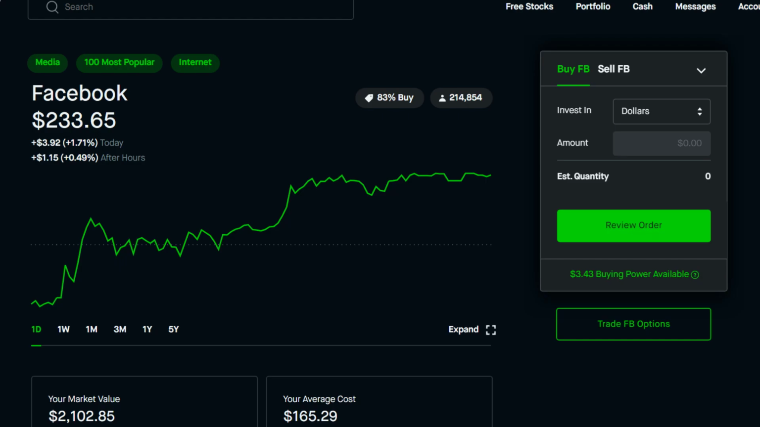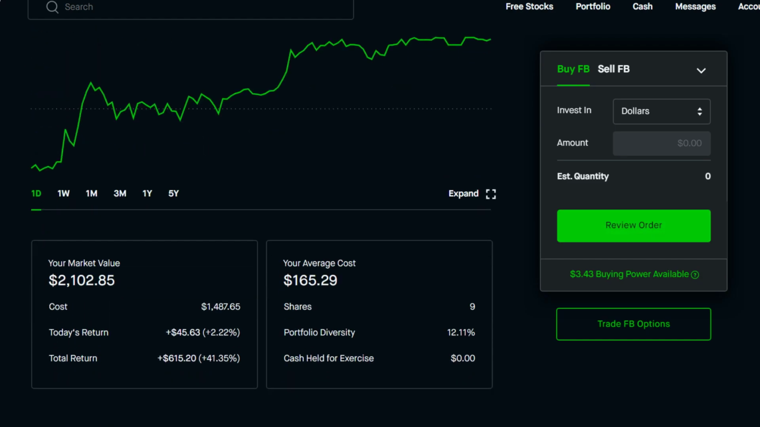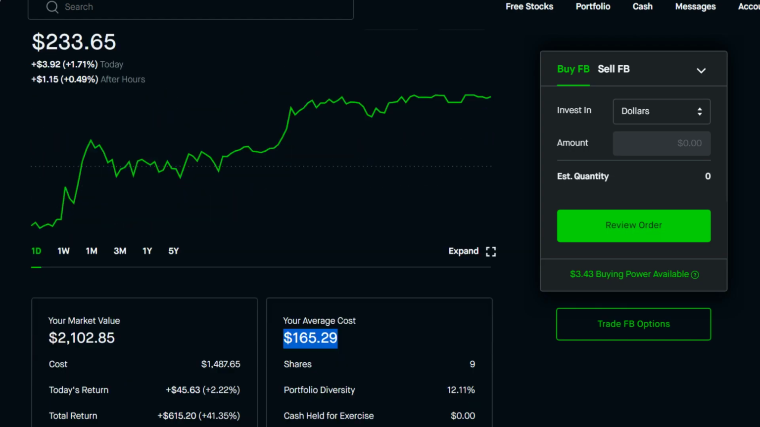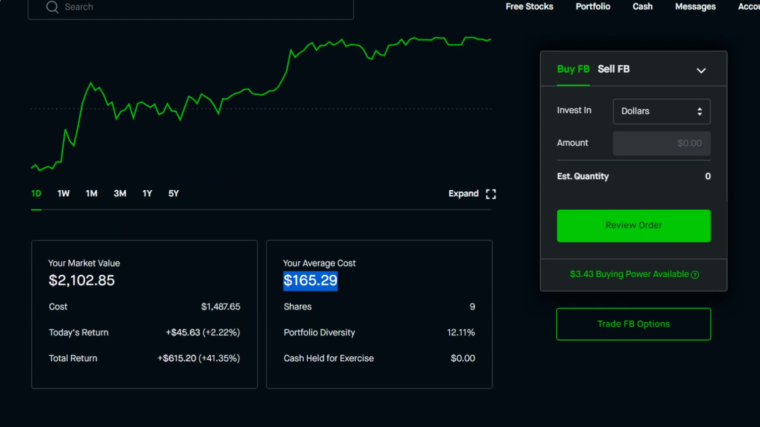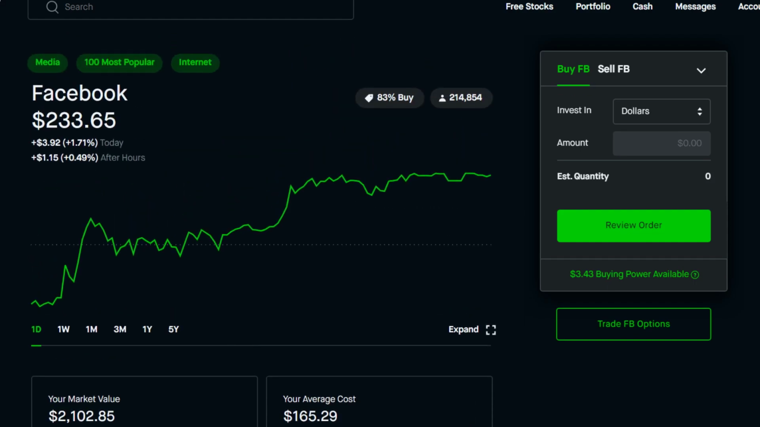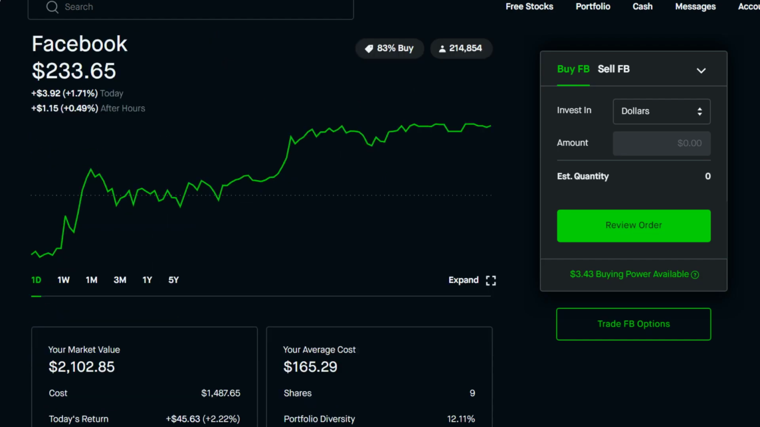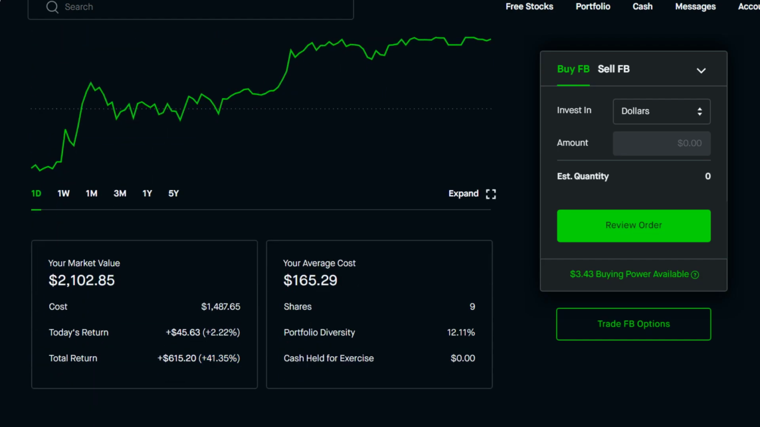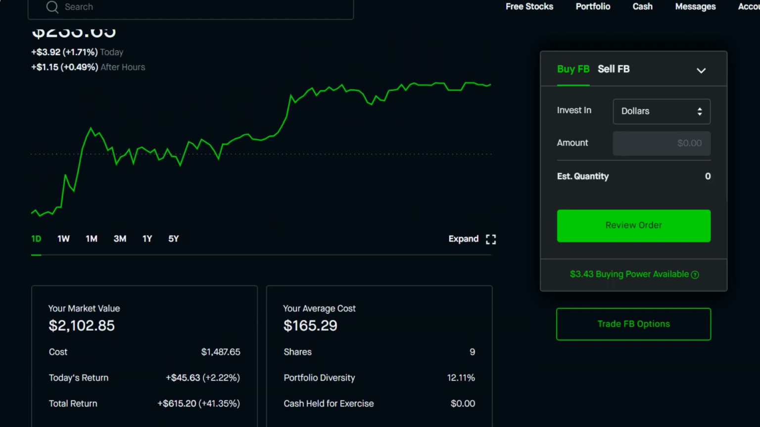Let's do it. Facebook, really my largest holding. $165.29 per share on this one, for a total return of $615 or 41.35%. Really proud of this position, and I'm excited. I really like this cost basis, and I'm excited to see what the future holds. I think it's going to be a very, very delicious future.